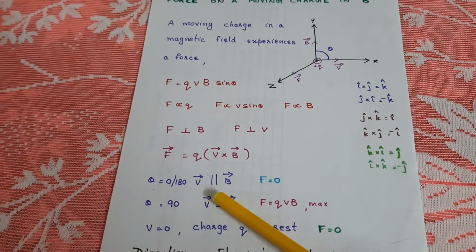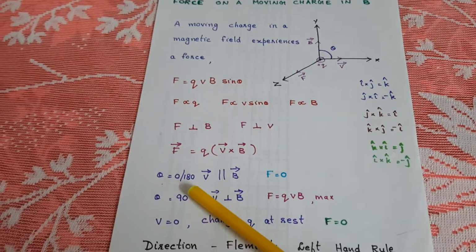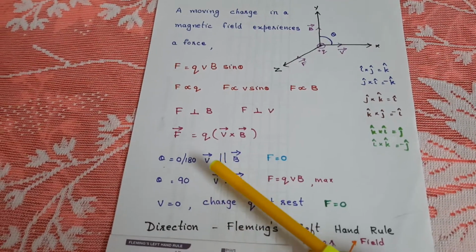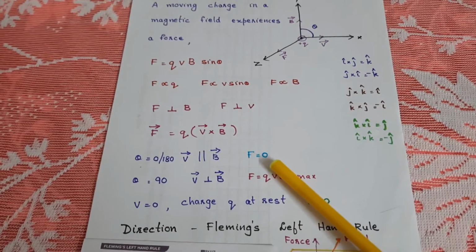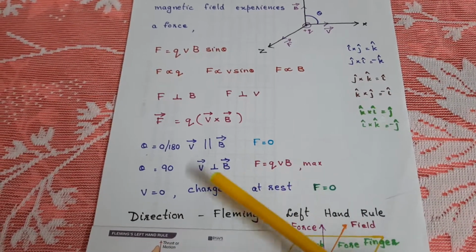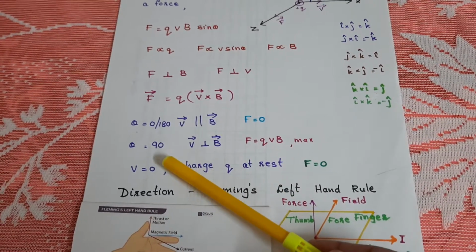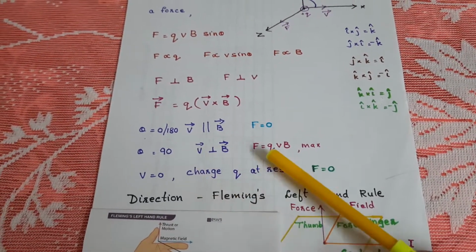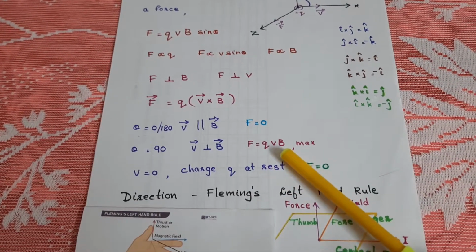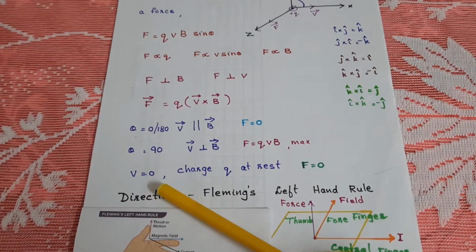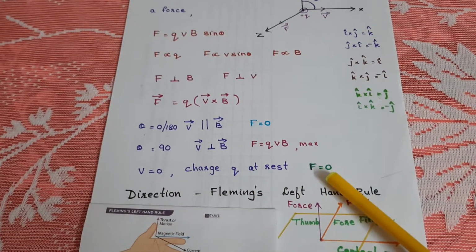If the angle between the two vectors v and B is 0 or 180 degrees, that is the velocity is parallel to the magnetic field, the force is 0. If velocity is perpendicular to magnetic field, the angle is 90 degrees. Then the force is maximum, qvB. If the velocity is 0, that is the charge is at rest, then the force is 0.